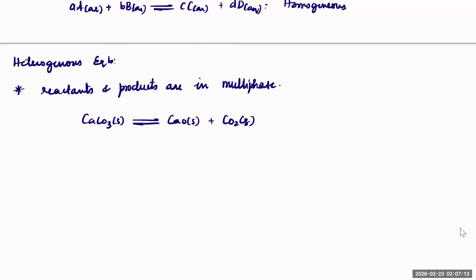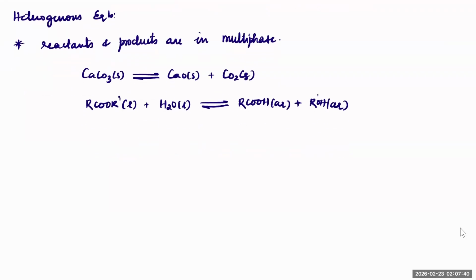Even for that matter, let's say there is an ester, RCOOR', which is in the liquid state, and I add water, which is also in the liquid state. After adding that, now I have RCOOH, which, imagine, becomes an aqueous state, and alcohol R-OH, which is also present in an aqueous state, then this is also a heterogeneous equilibrium. But if all of them remain in the liquid state, then it is a homogeneous equilibrium.